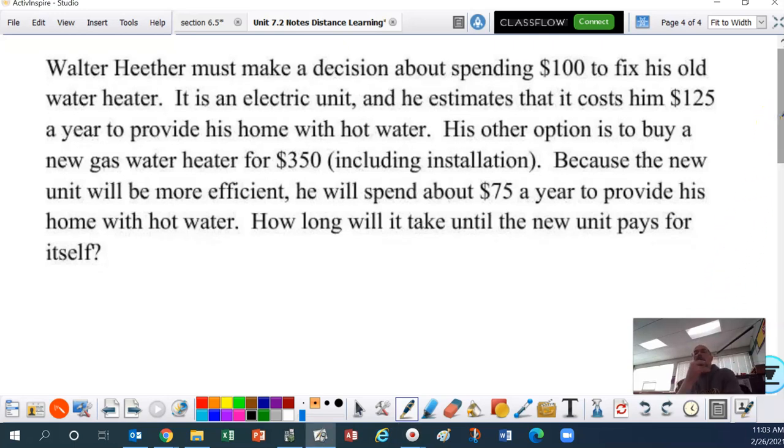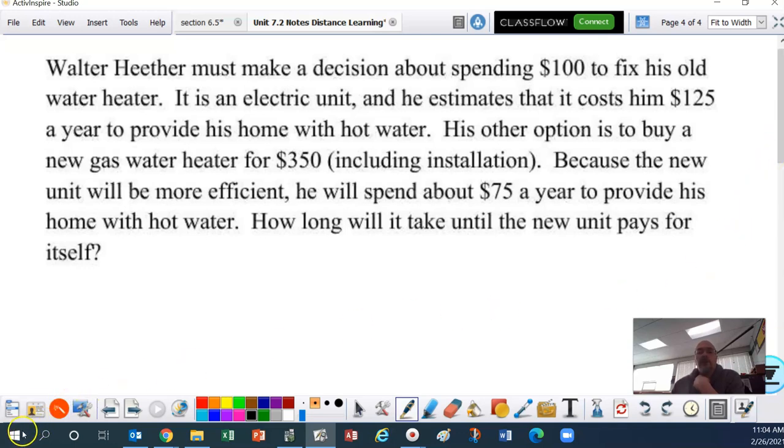All right, well, let's see here, ladies and gentlemen. He has to decide to spend $100 to fix his old water heater, and it costs $125 a year to provide his home with hot water. His other option is to buy a new gas water heater for $350, and then it's going to be $75 a year to provide the home with hot water. How long will it take until the new unit pays for itself?